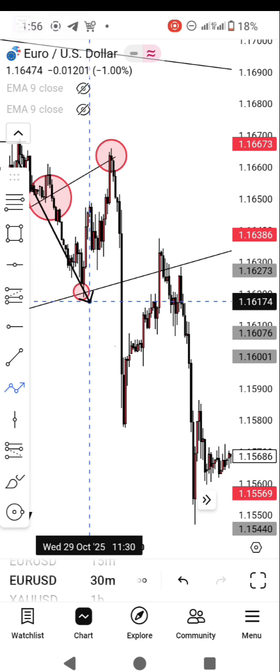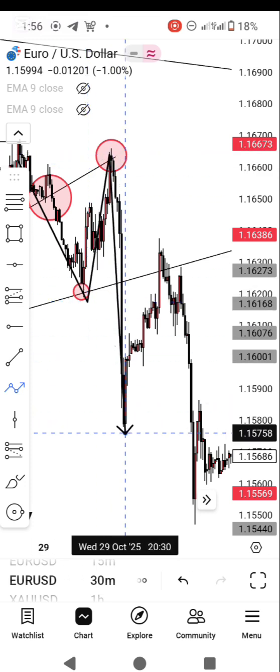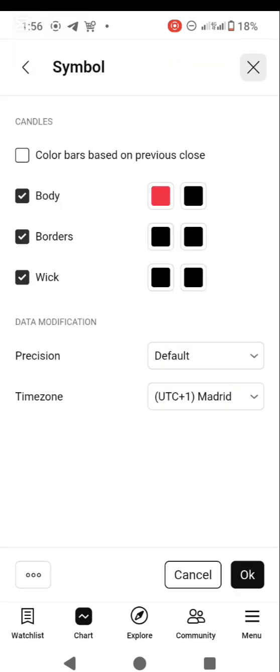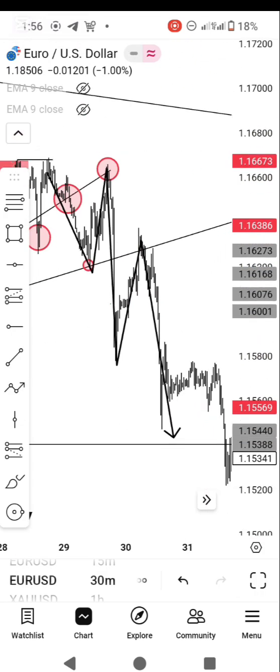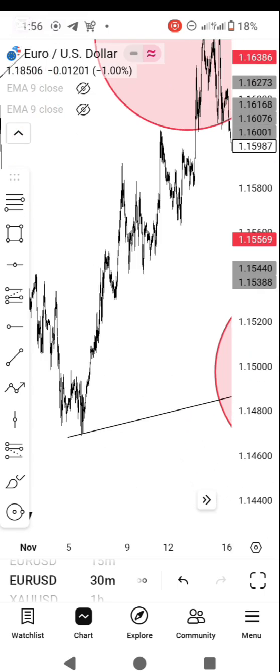So it broke the first trend line and sold, still broke the second one, retested it again and did what? And sold. So you see how profound and efficient this strategy is. Okay, let's see another example.